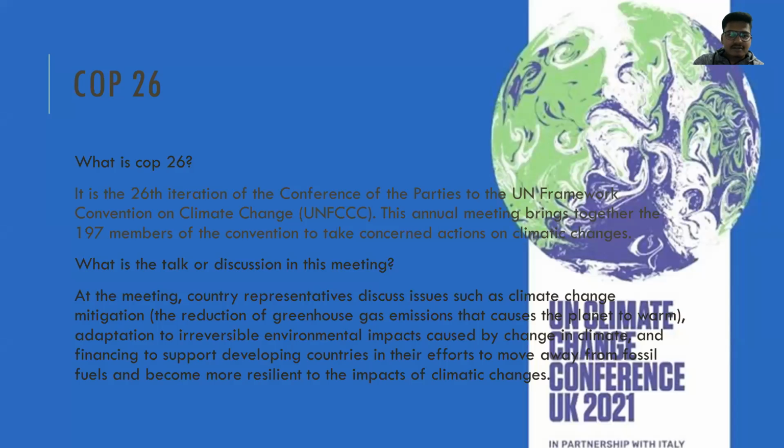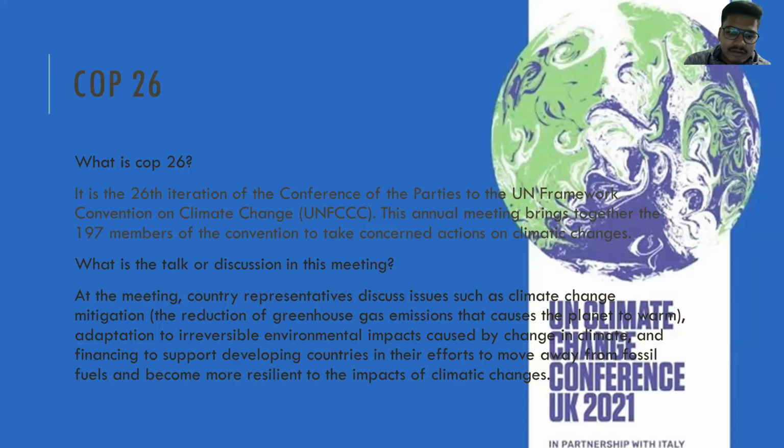COP26. What is COP26? It is the 26th iteration of the Conference of the Parties to the UN Framework Convention on Climate Change, UNFCCC. This annual meeting brings together the 197 members of the convention to take concerted action on climatic changes. What is the talk or discussion in this meeting?